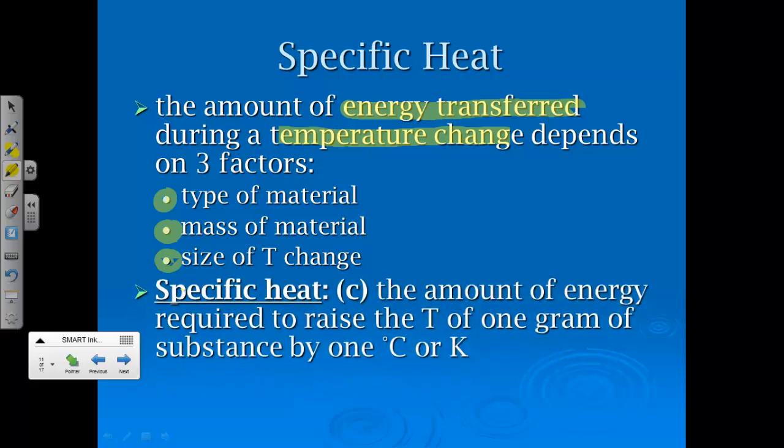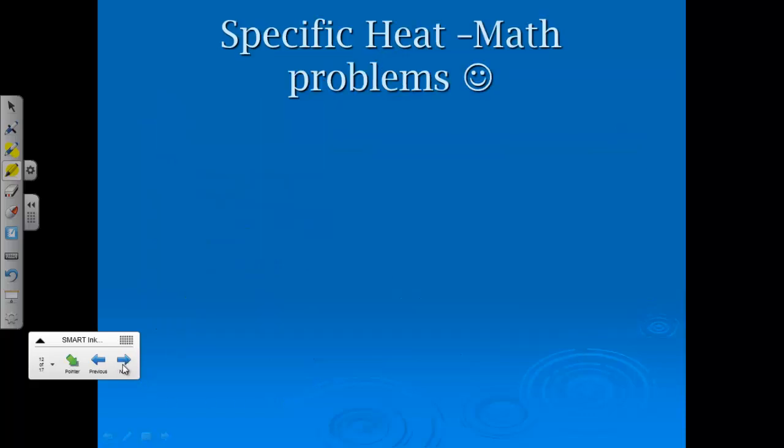And that leads us to what's called specific heat. And specific heat, which is abbreviated with a C, is the amount of energy required to raise the temperature of 1 gram of a substance by 1 degree Celsius or Kelvin. Celsius and Kelvin, again, have the same increments, so they're kind of interchangeable for this particular term. But if I had 1 gram of a substance, I need to figure out how much energy it would take to raise the temperature of that 1 gram by 1 degree Celsius or Kelvin. Okay? And since you see some numbers in there, we're going to do some math.